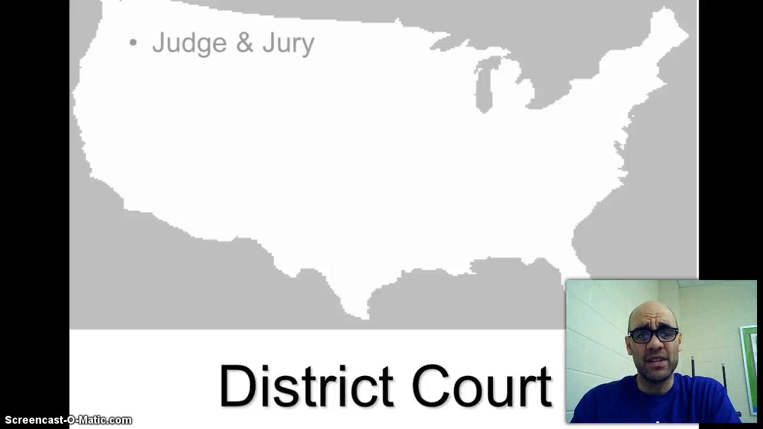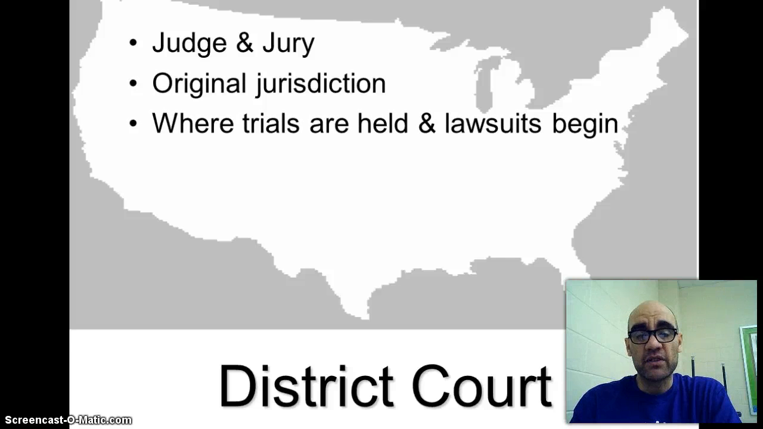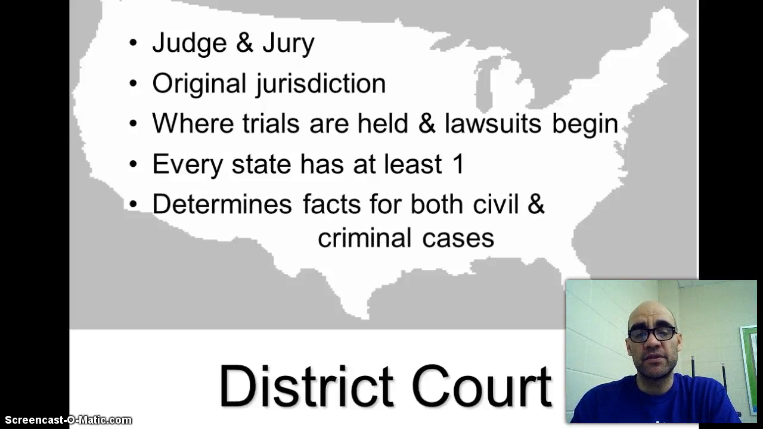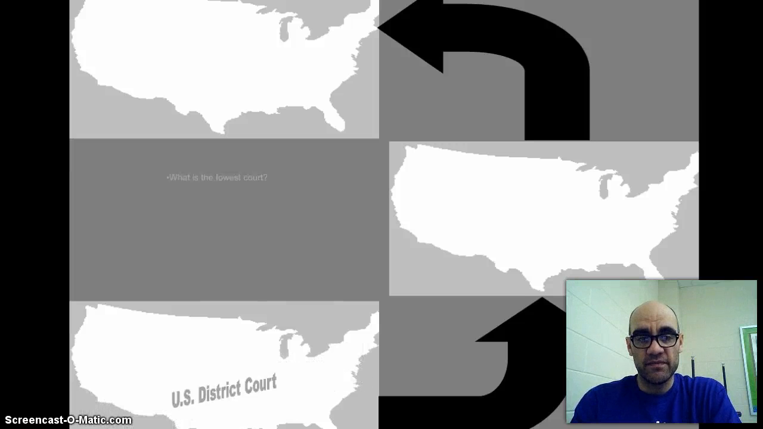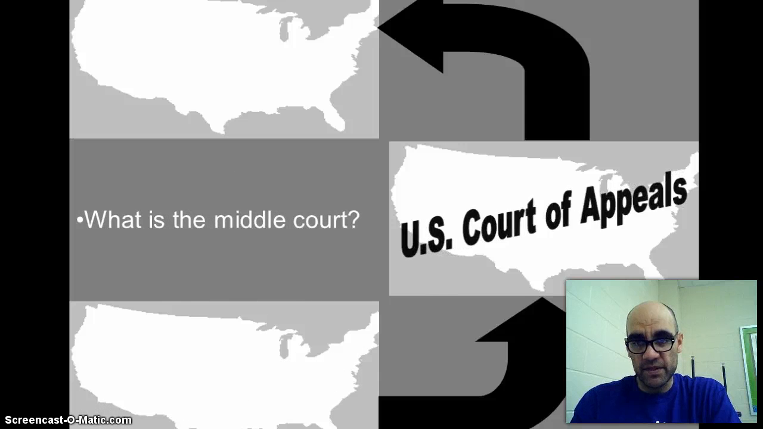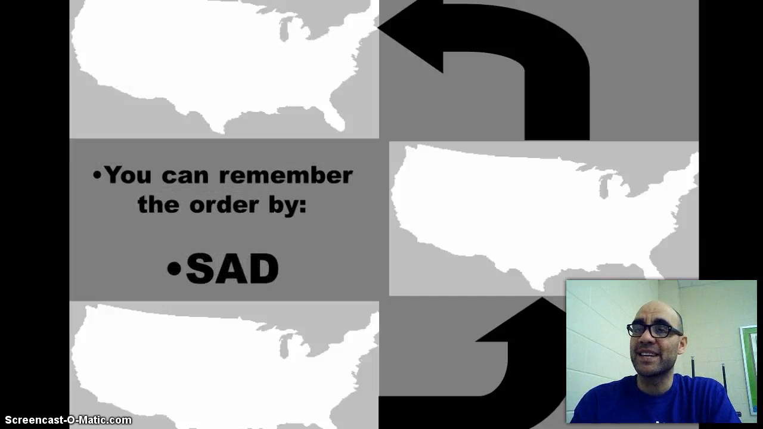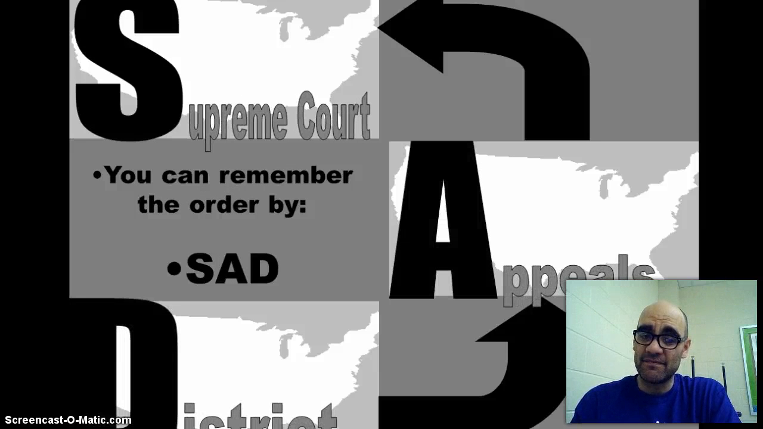And then there's district court. In a federal district court, there's a judge and jury. Obviously, they have original jurisdiction. It's where trials are held and lawsuits begin. Every state has at least one federal district court, and they determine facts for both civil and criminal cases. So what's the lowest court? U.S. District Court. Middle court, Court of Appeals. Highest court, Supreme Court. You can remember the order by SAD: Supreme Court, Appeals Court, District Court.